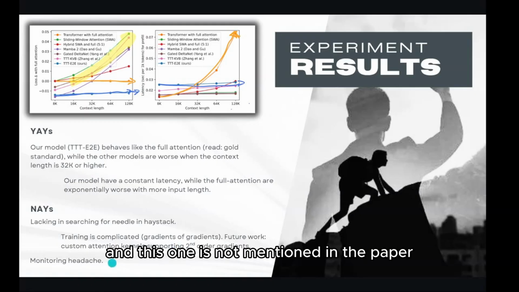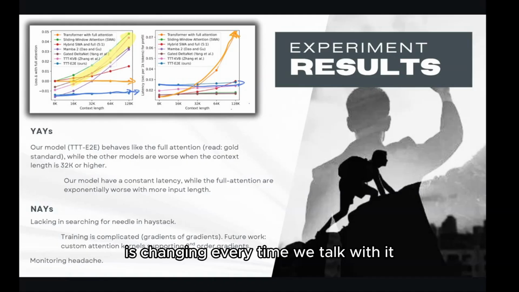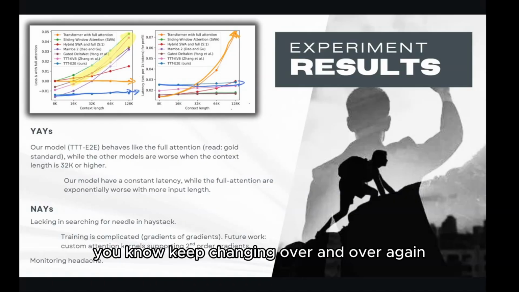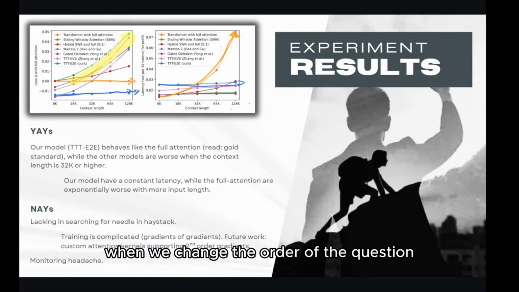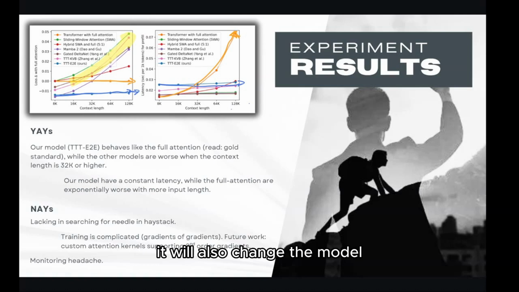And this one is not mentioned in the paper, but I think the monitoring of this model is going to be a headache, because as you might know, the model is changing every time we talk with it, every time we use it. So when it comes to benchmarks, how can we benchmark things that keep changing over and over again? When we change the order of the questions, it will also change the model. So it's going to be a headache as well.